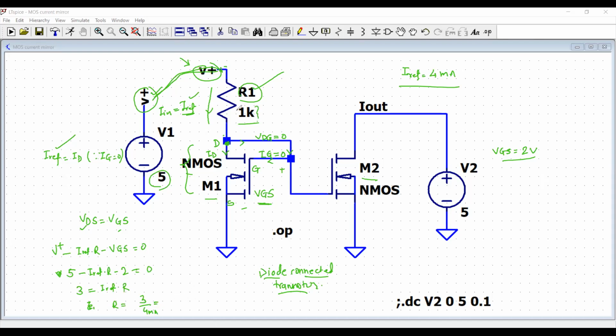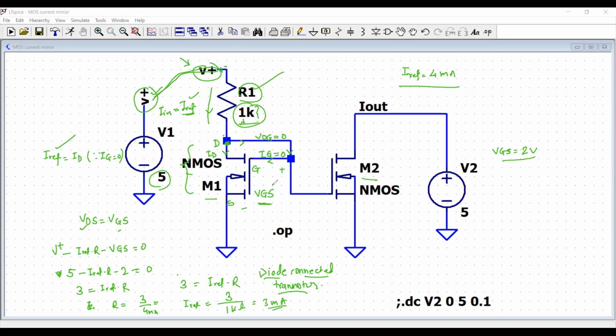Okay, now I have chosen, let's say, a 1 kilo ohm resistor. Then what would be the current that will flow through the transistor? That can also be decided. So I will say 5 minus 2, that is 3, equals I reference into R, and I reference therefore will be 3 divided by 1 kilo ohm. R has been chosen to be 1 kilo ohm here. So I will have about 3 milliampere current flowing through the circuit.